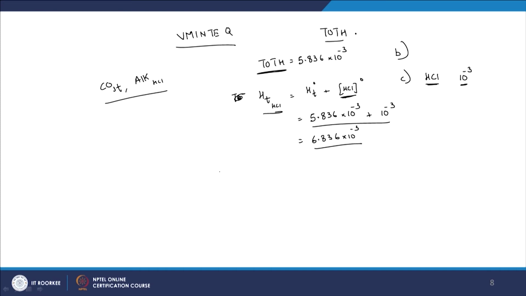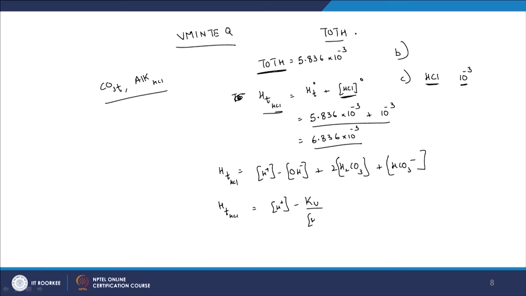So, from this what can I calculate? I know that H total is going to be equal to H plus minus OH minus plus 2 times H2CO3, right, plus HCO3 minus, right. This is our usual case. So, this H total after HCl addition is going to be equal to H plus minus Kw by H plus, right, plus 2 times alpha naught plus alpha 1 into CO3 total, right.